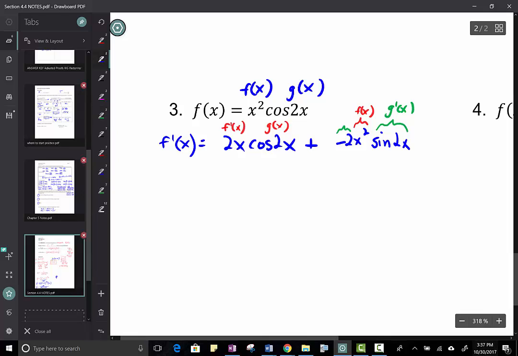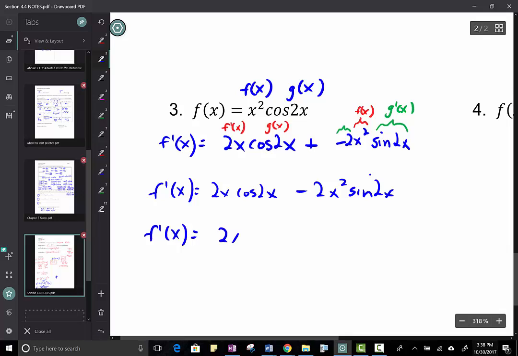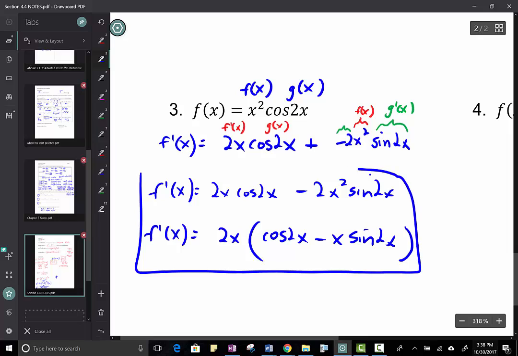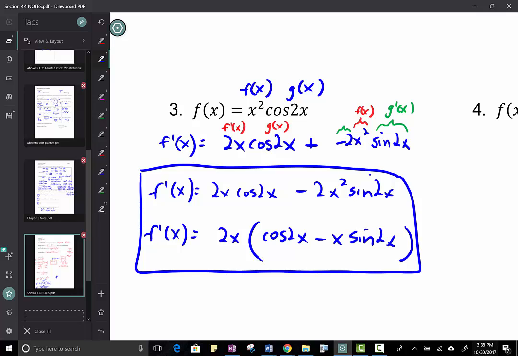So then we can clean this answer up and we get 2x cosine of 2x minus 2x squared sine of 2x. If we really wanted to, which nothing's going to cancel, so we don't have to, but it's still a good habit, we could factor out a 2x and have a cosine of 2x minus x sine 2x. Either one of these would work as your derivative. Not only did you have the product rule, but you had the chain rule too.